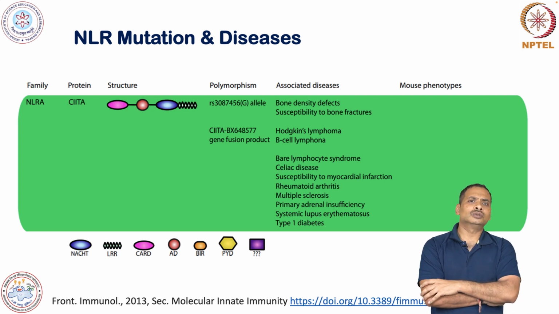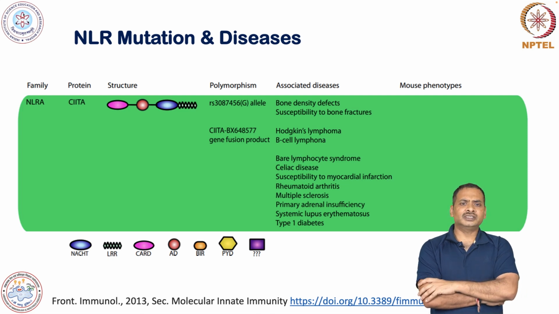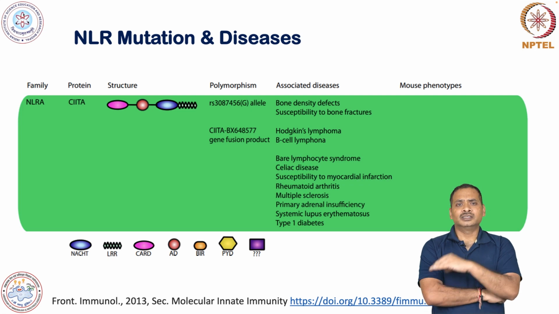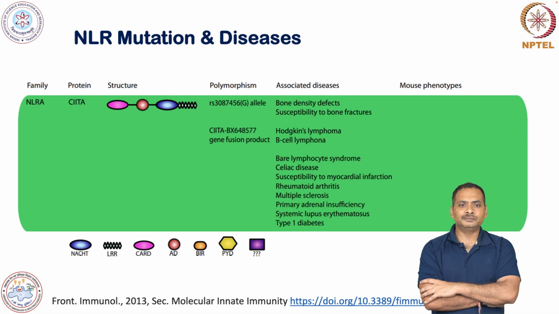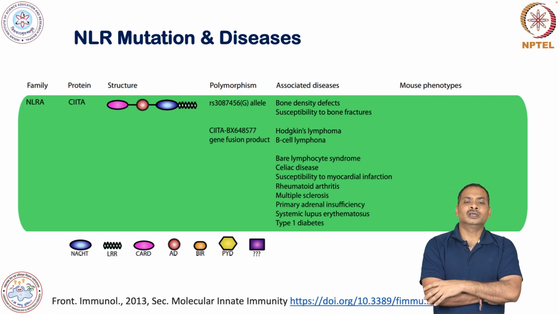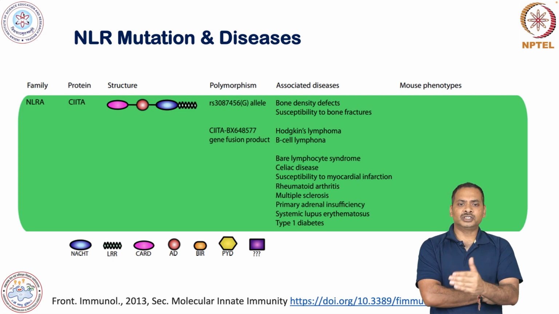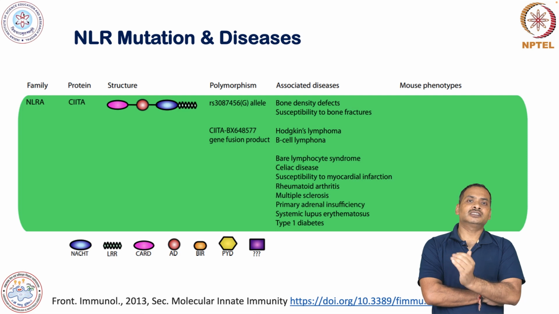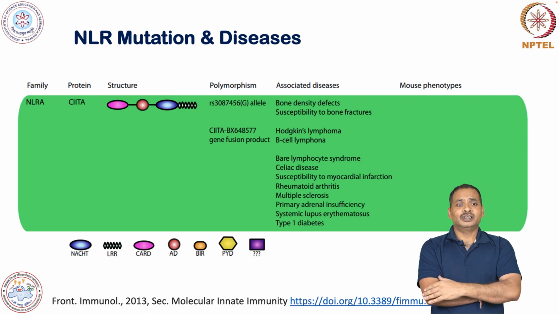This is a class 2 transactivator protein, and here you can see that if there is some mutation, it will be associated with a bone density defect, and these individuals may be susceptible to bone fracture. It is also associated with Hodgkin's lymphoma, B cell lymphoma, and Bare lymphocyte syndrome, where, as I have already discussed, there is a decrease in the number of CD4 T cells. Another is celiac disease, susceptibility to myocardial infarction, rheumatoid arthritis, multiple sclerosis, primary adrenal insufficiency, SLE, systemic lupus erythematosus, and type 1 diabetes. So here you can see that this molecule is associated with so many diseases.